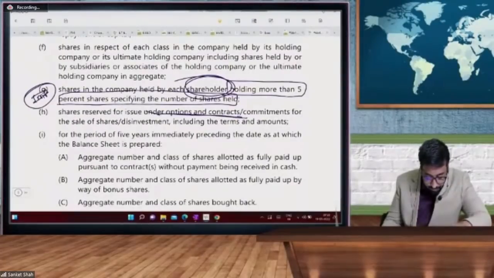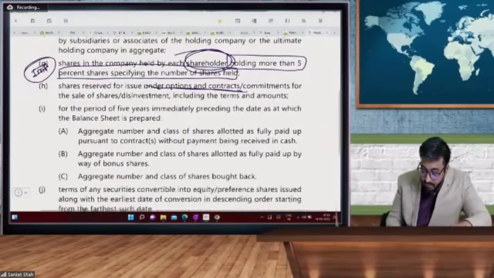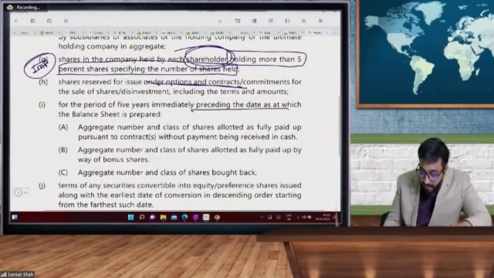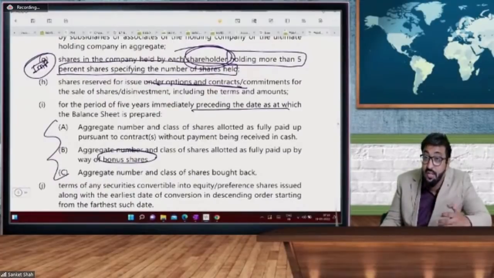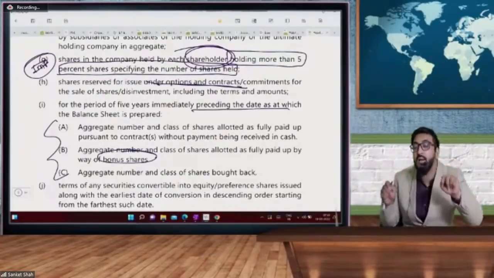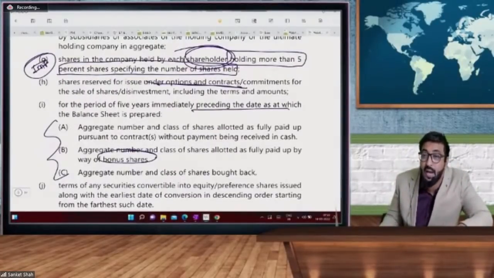Then, for the period of 5 years immediately preceding the date at which the balance sheet is prepared, the aggregate number and class of shares allotted as fully paid up pursuant to contract without payment being received in cash. So, beta, in simple language, it's like bonus shares. If any shares you are issuing instead of cash, this has to be reported. So, whenever I'm issuing shares for consideration other than cash, I will record it in brackets under the head share capital. So under share capital I will always write, these shares are issued for consideration other than cash, and this information you have to give for the last 5 years.